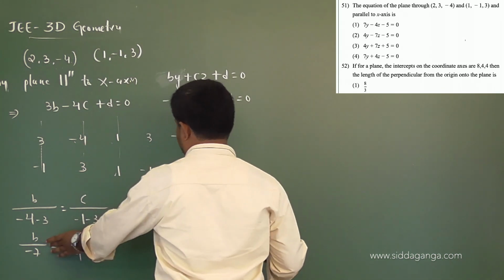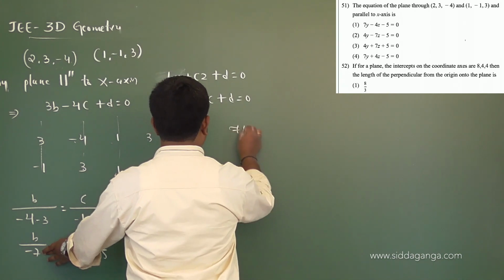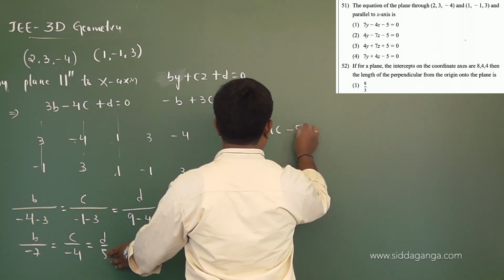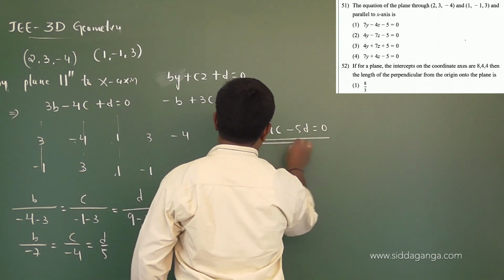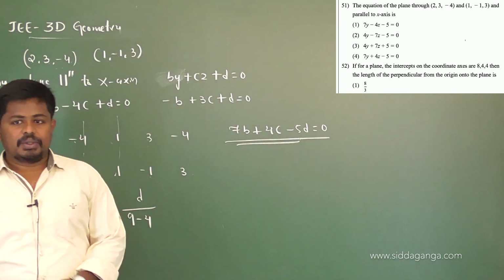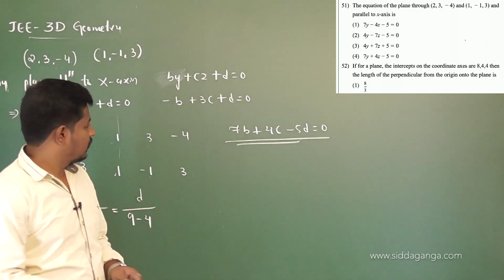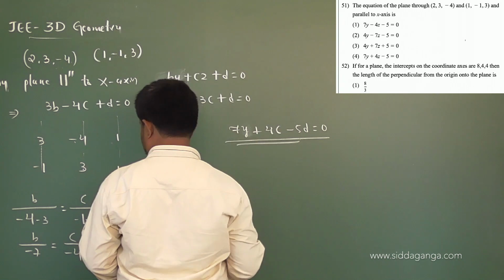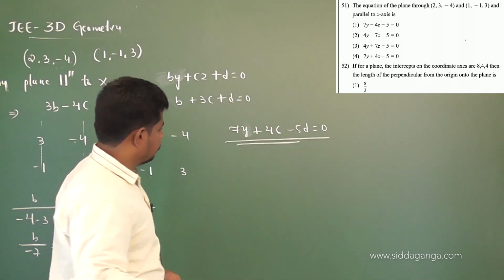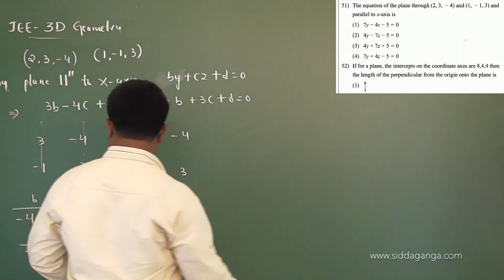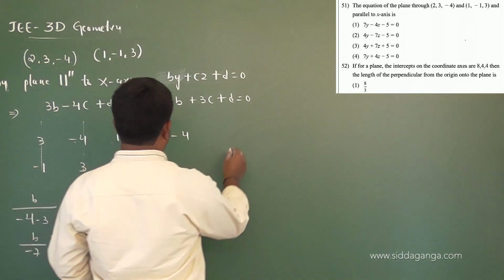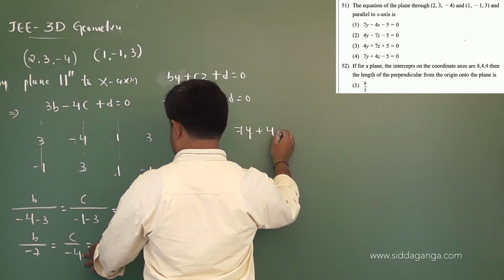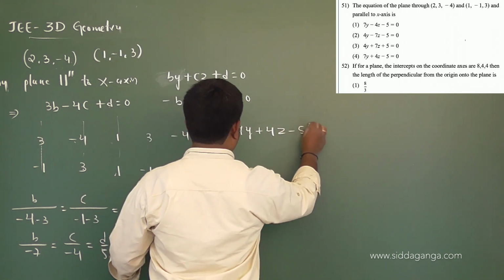So from this equation will be what? Yes, 7b plus 4c, so minus 5d equal to 0. This is your required plane parallel to x axis. You mean 7y, sorry. Yes, you get 7y plus 4z minus 5d is equal to 0.